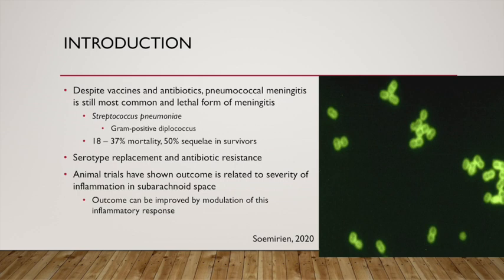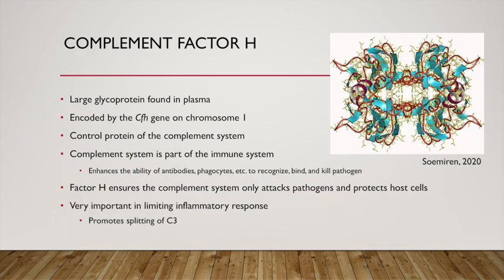to the severity of the inflammation in the subarachnoid space. The subarachnoid space is the space underneath the arachnoid layer. The arachnoid layer is the second layer of the meninges, and this outcome can be improved by modulation of the inflammatory response. Complement factor H.